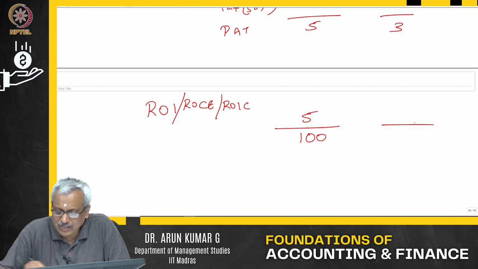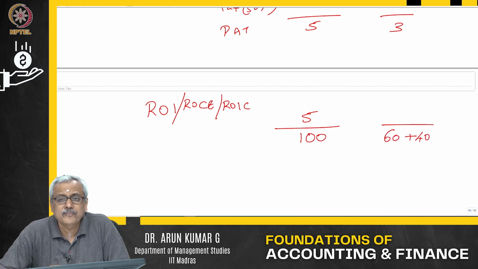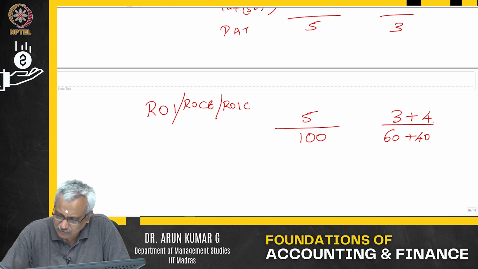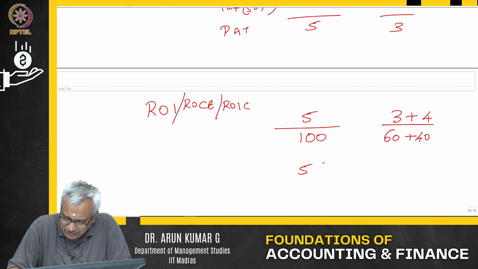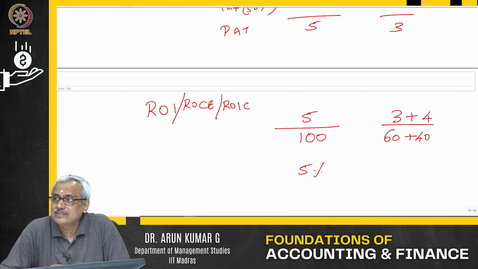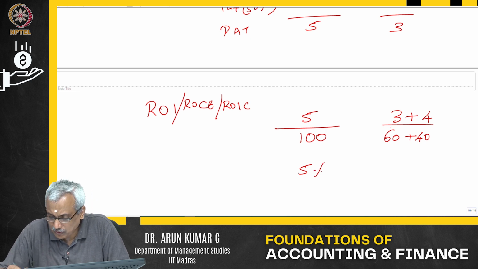Whereas for B, when I look at what is the invested capital? $60 equity, $40 debt out there. Same 100. What is the return? Equity holders get $3, debt holders get $4. Now what is the return? This is 5%, am I right? And this is 4 plus 3, 7% out there.